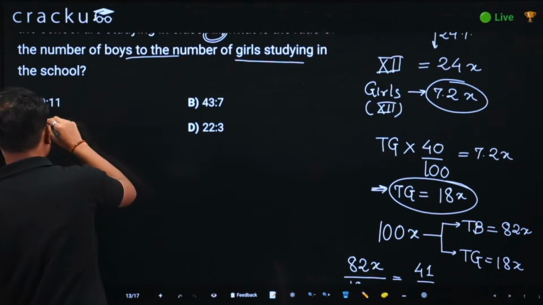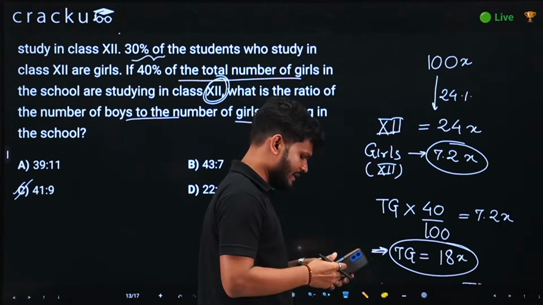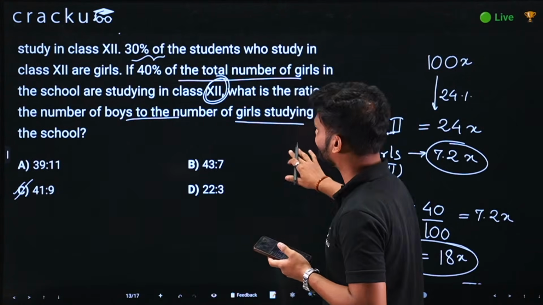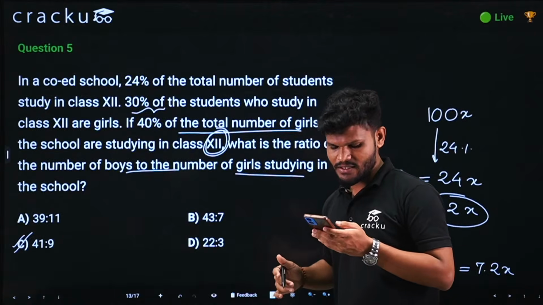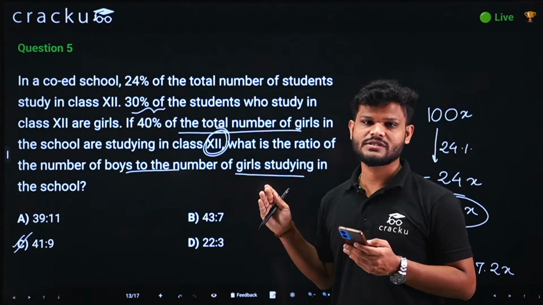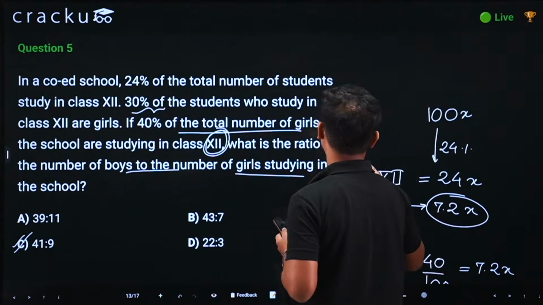So the ratio of the number of boys to the number of girls is 41 is to 9, which is given in option C. Now let me see in the chat box how many of you have given the correct answer. Okay, no one has given the answer for this question. Why? This question was easier than the previous one, guys. Please do attempt these questions. This type of question you will find only in SNAP, XAT and NMAT type of exams. So please give a try to this type of questions.